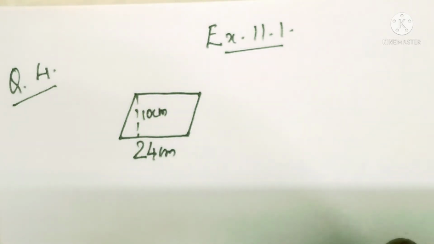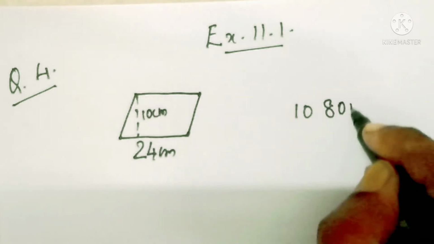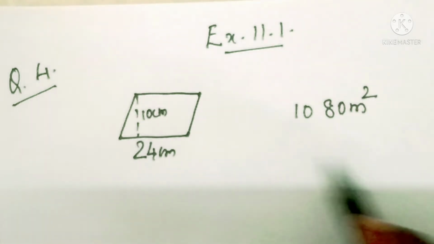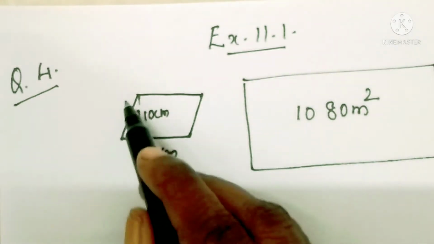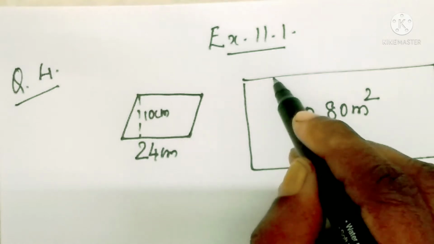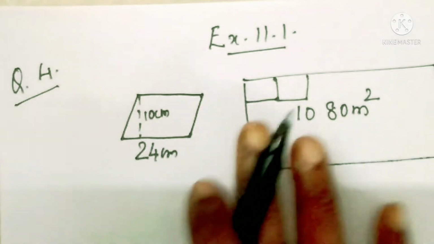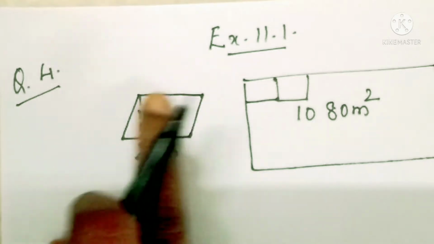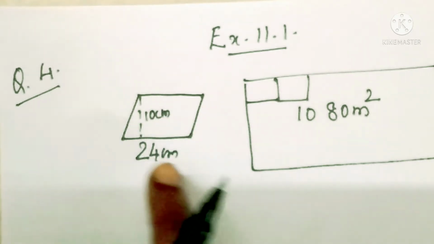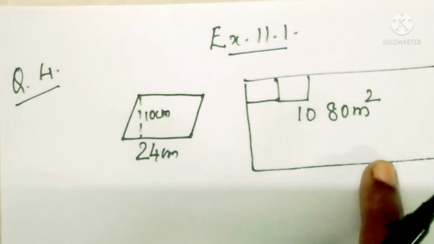How many such tiles are required to cover a floor of area 1080 meters square? That means if you have a big floor like this, you need to stick these parallelograms here, one like that, and cover this complete area. If this is the given tile, one tile is of this shape and size. So how many such tiles are required to cover this area? So what will you do?